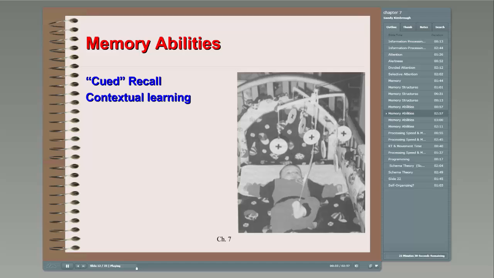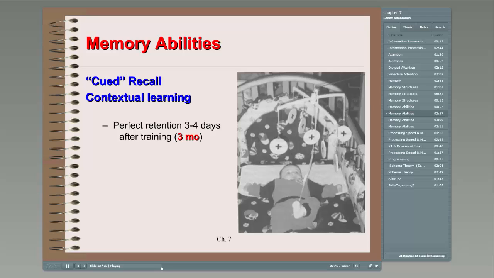Contextual learning is where we remember better because we learned something in a certain context, and then we're placed back in that context, and we can retain the information that we learned there. Okay, so we can be talking about the environment.